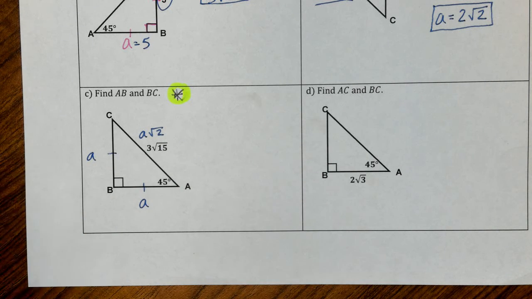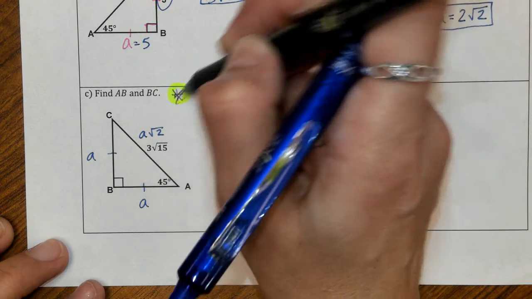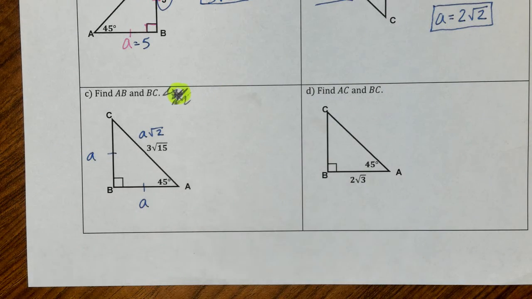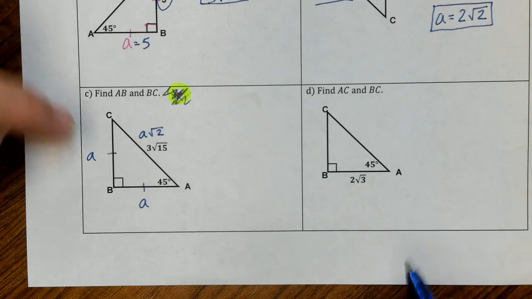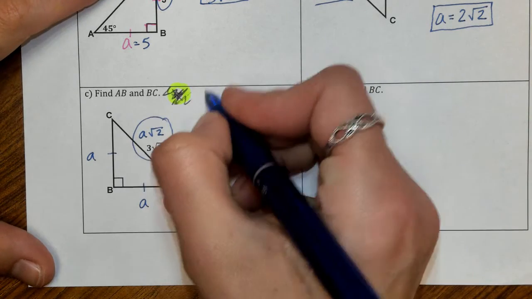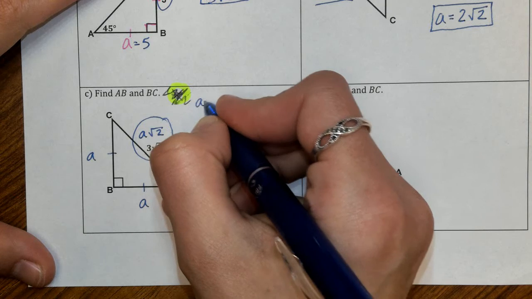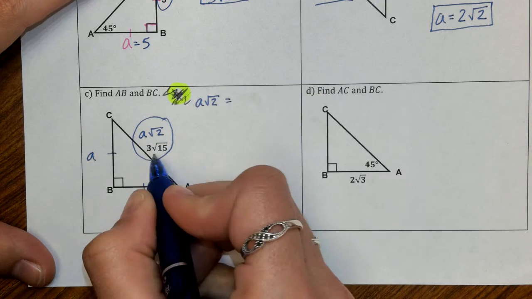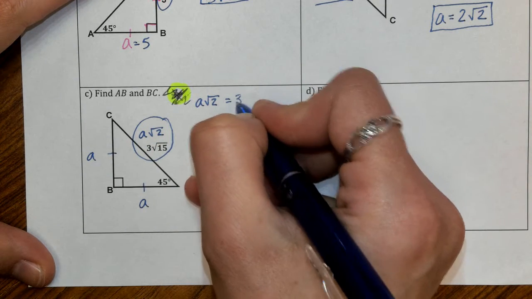So what we have here is, you know what, I'll go ahead and work this one out with you guys. Yeah, this is a little bit different. You'll have one later just like this. So here we know what we need to set equal to each other. So we're going to go ahead and do that. A square root of 2 is equal to what? 3 square root of 15.